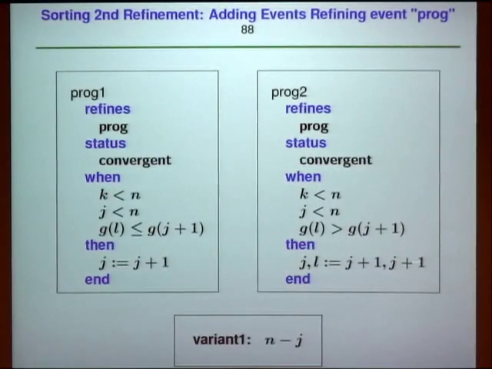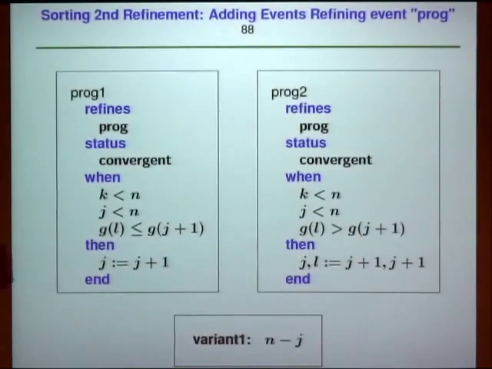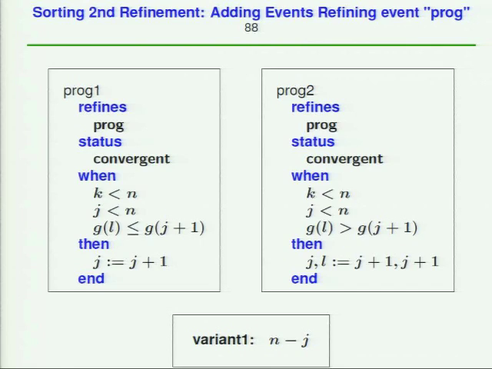And we just check if g of l is smaller than or equal to g of j plus 1, then g of l remains the minimum. Otherwise, we change the value of l to j plus 1. And we also have a variant. You remember we also had a variant in the first case. So we have a variant for the inner loop, which is not yet the inner loop, of course. And we have a variant for the outer loop. And this variant again corresponds to the fact that we have new events here, and new events cannot take control forever.